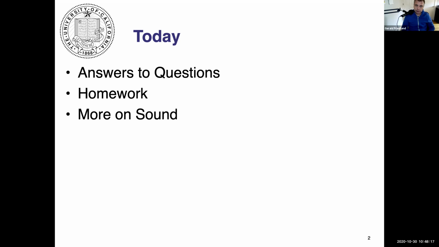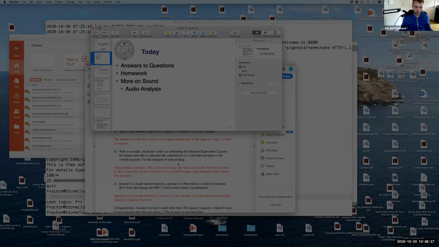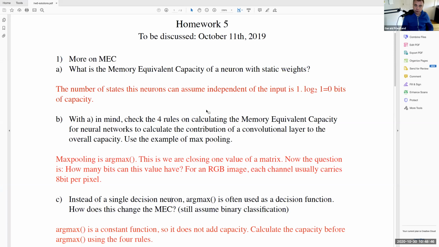Let's start with, does anybody have any questions? If there are no questions, let's go to the homework. So what I'll do is I open the homework. We had homework 5, and this was more of a thinking homework, and I'll put homework 6 up. Homework 6 is also the last homework. Homework 6 will be on today.